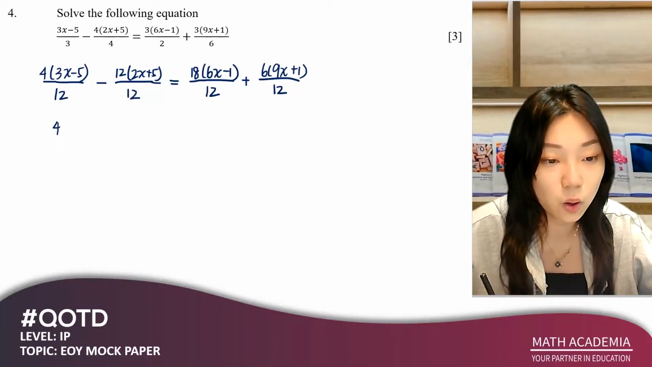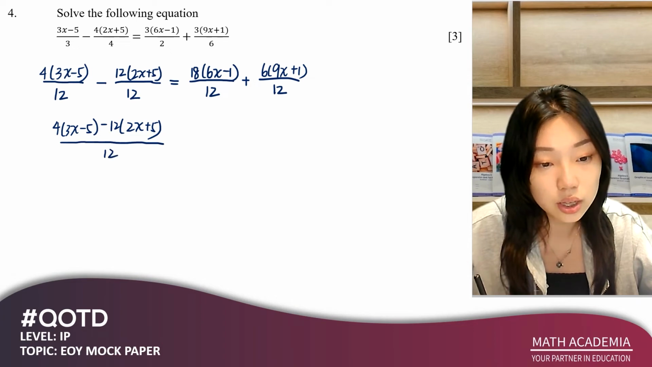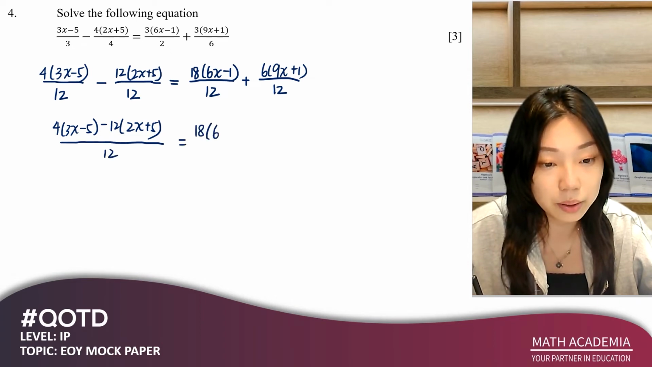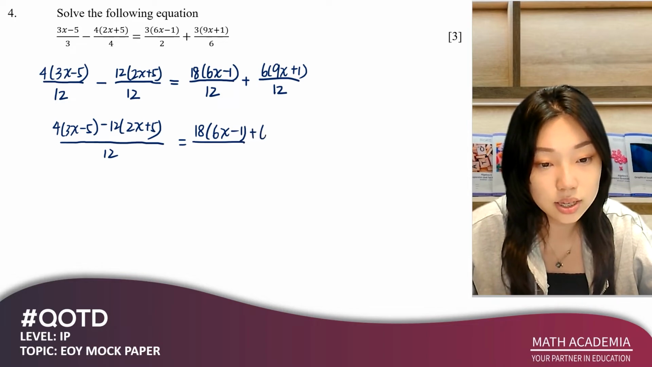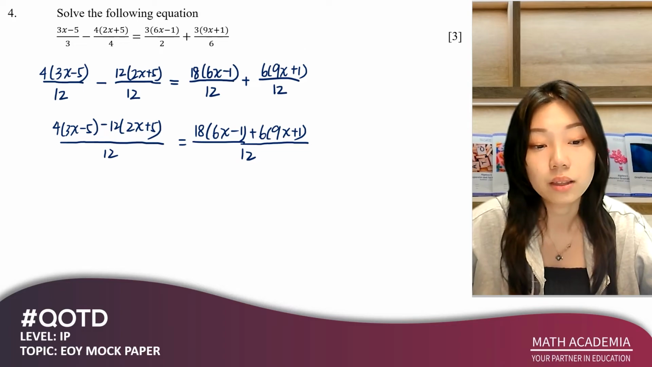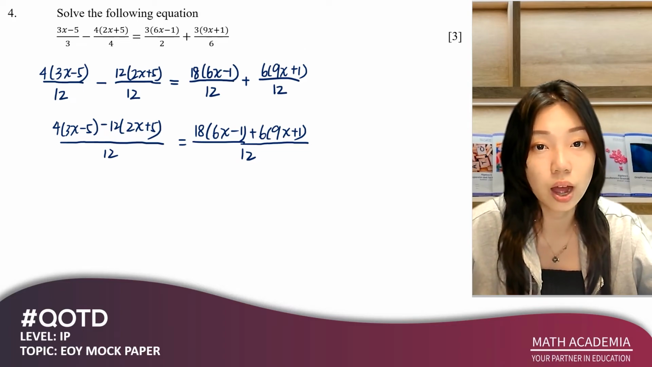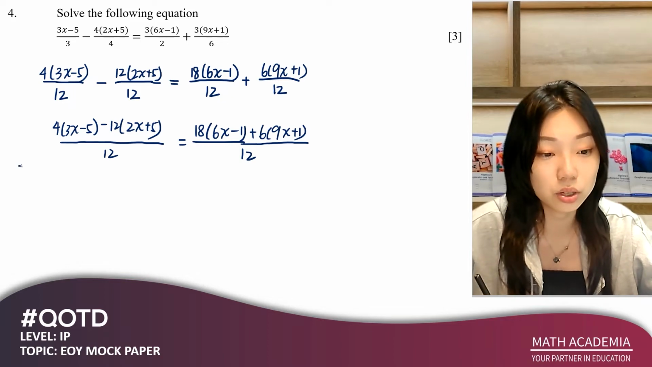So we have 4 multiplied by 3x minus 5 minus 12 multiplied by 2x plus 5 over 12 equals 18 multiplied by 6x minus 1 plus 6 multiplied by 9x plus 1 over 12. Okay, so from here we actually can multiply 12 throughout the entire equation to remove our fraction. So that is what I'm going to do.